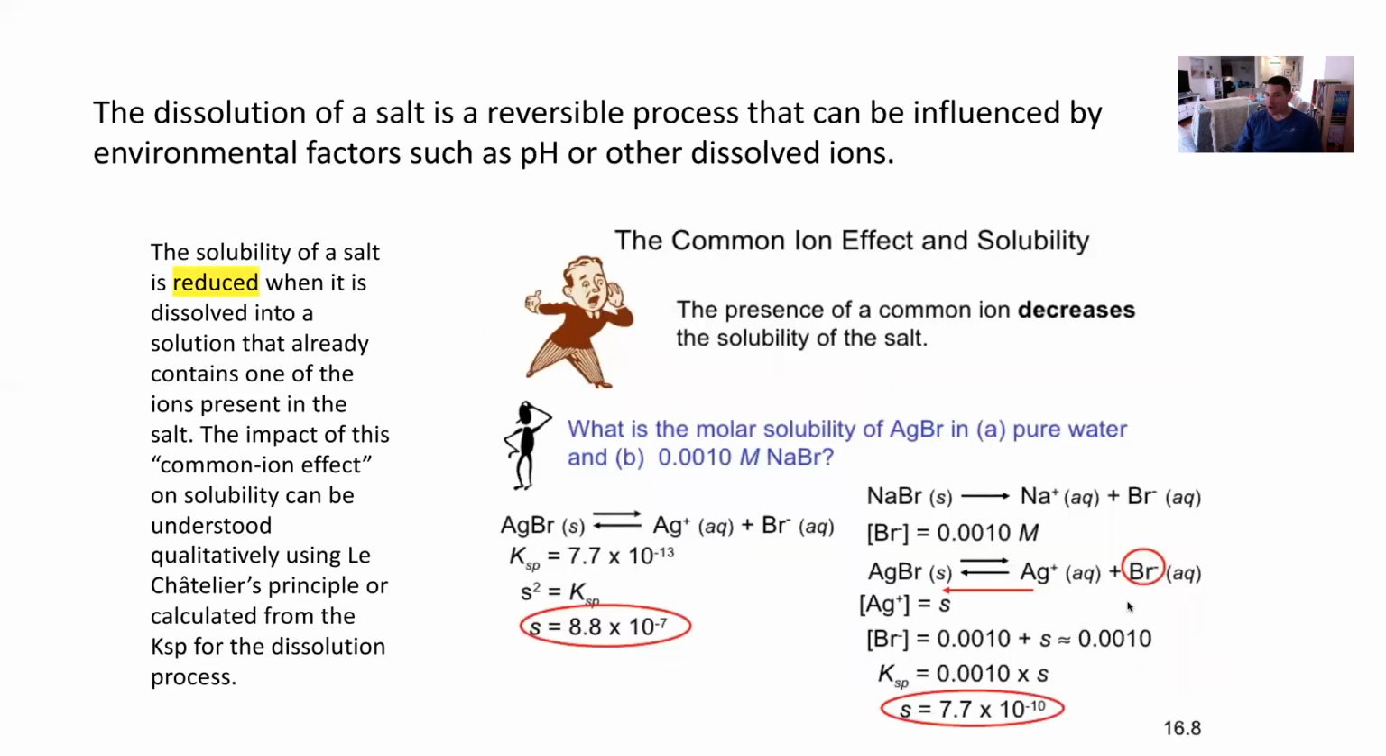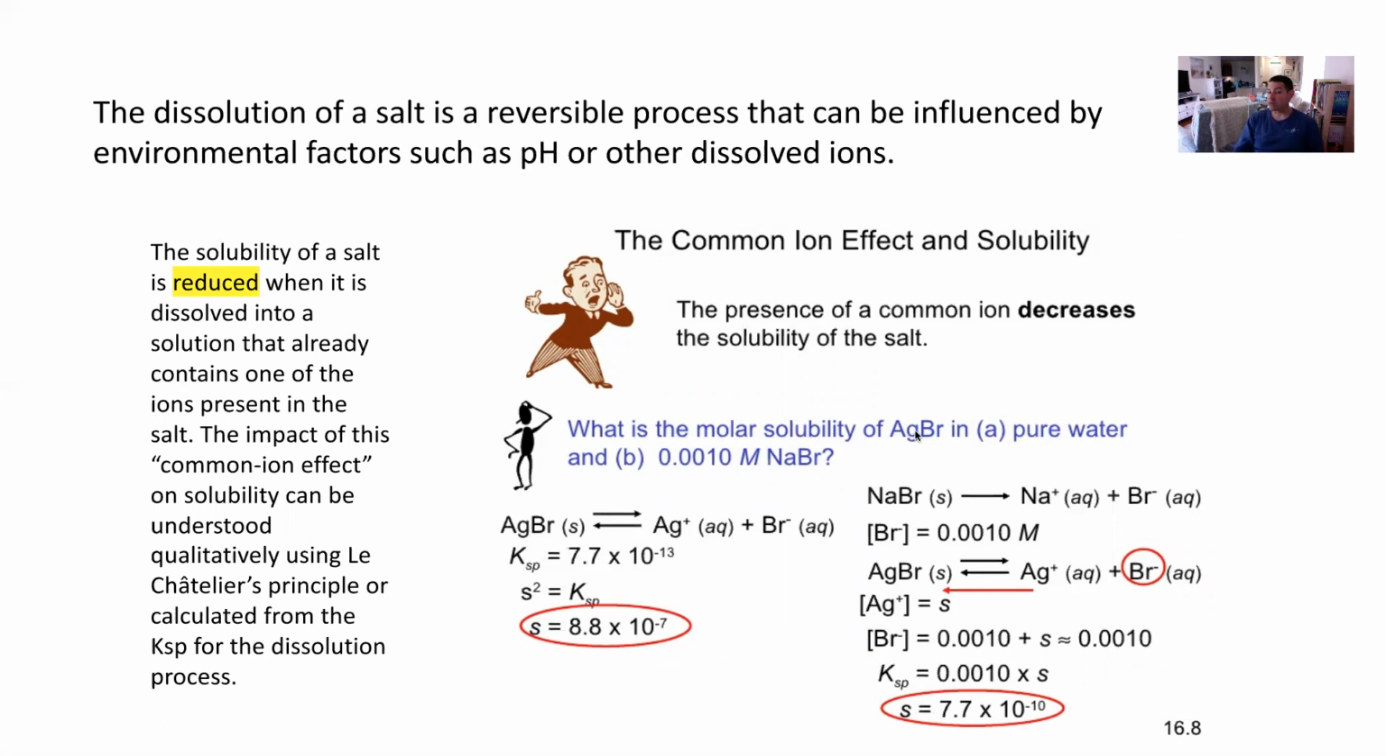How does it reduce it? Well, when you go and make those ICE tables, instead of having 0 as the initial concentration of any of those ions, you have to put in the value coming from the common ion.